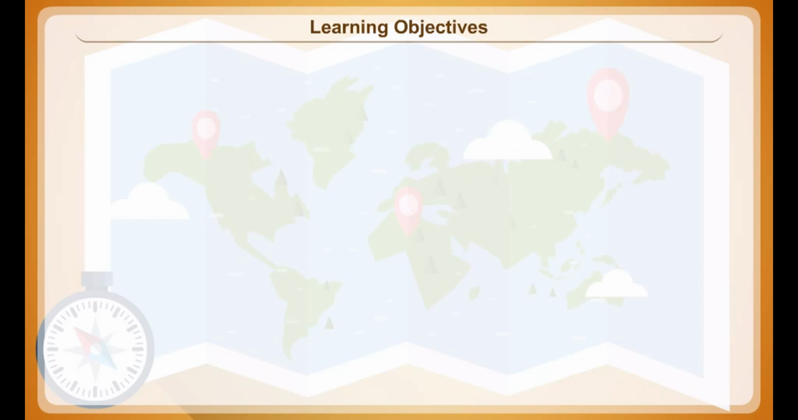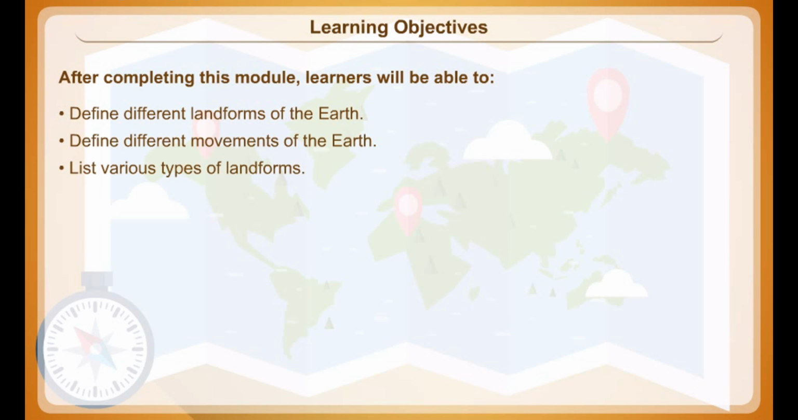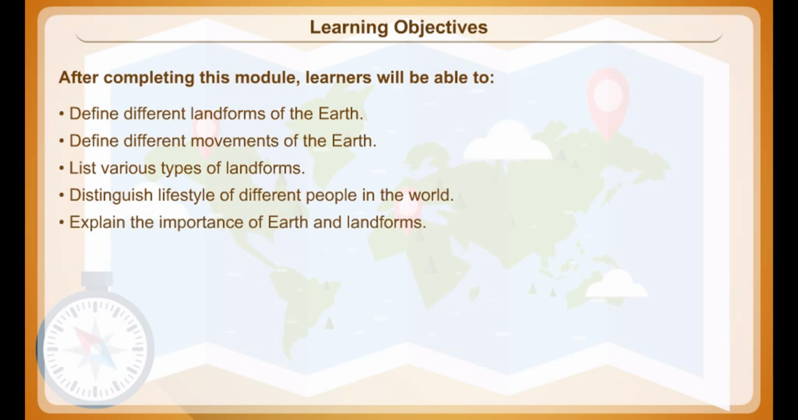Learning objectives. After completing this module, learners will be able to define different landforms of the Earth, define different movements of the Earth, list various types of landforms, distinguish lifestyle of different people in the world, explain the importance of Earth and landforms.